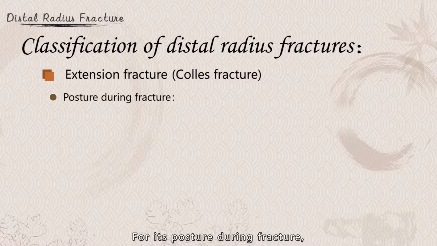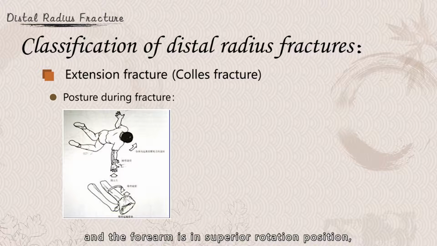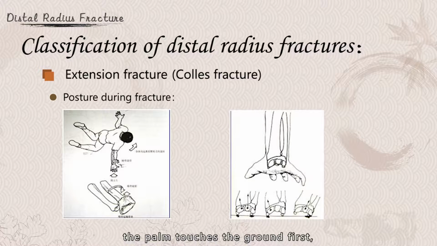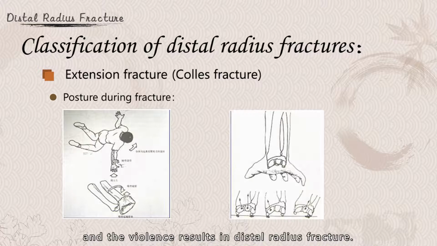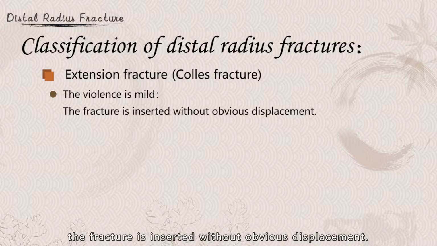For its posture during fracture, during falling, the elbow is at extension position and the forearm is in supination position. The wrist joint is in an extended position. The palm touches the ground first, and the violence results in distal radius fracture. When the violence is mild, the fracture is impacted without obvious displacement.